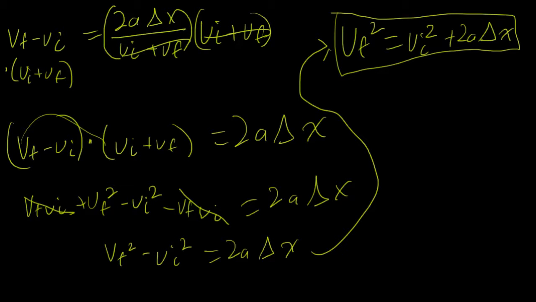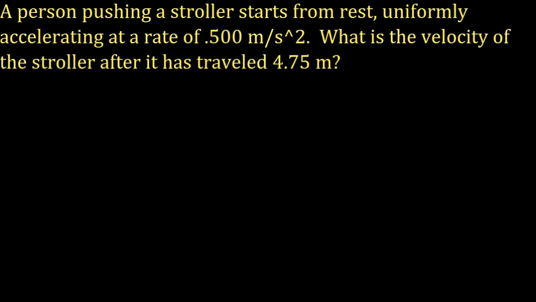So let's do an example. Okay, here's our last example, I think. It says a person pushing a stroller starts from rest, uniformly accelerating at a rate of 0.5 meters per second squared. What's the velocity of the stroller after it's traveled 4.75 meters?